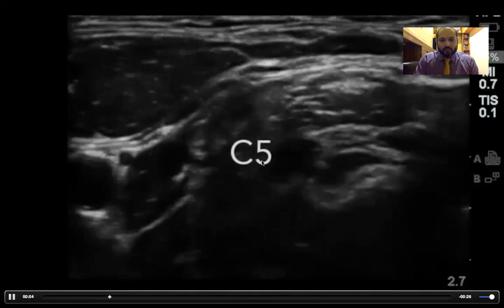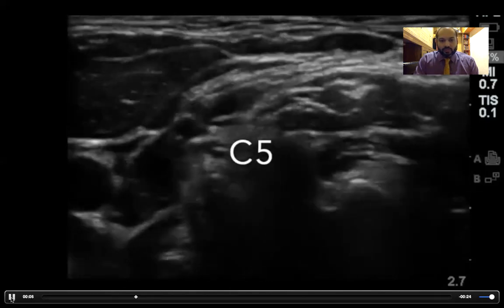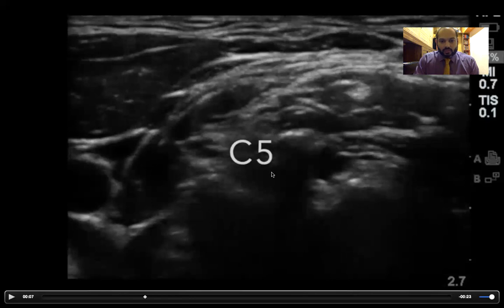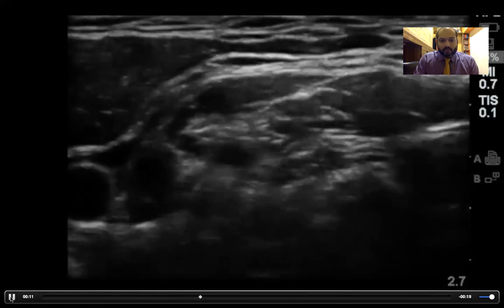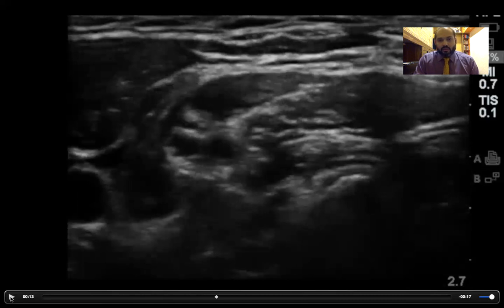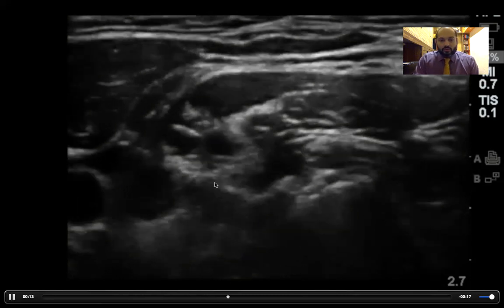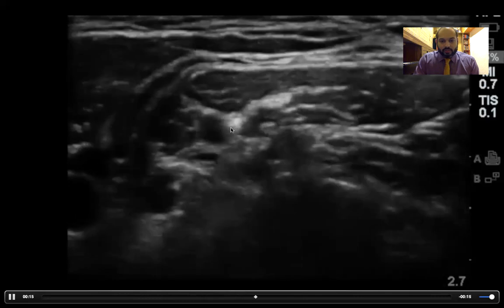So now this is the C5 nerve root, which is exiting. You can see the C5 nerve root here, which is a rounded hypoechoic structure because the connective tissue is very less. There can be little variations, and sometimes there will not necessarily be an absence of the posterior tubercle. So here you can see the C5 nerve root exiting.